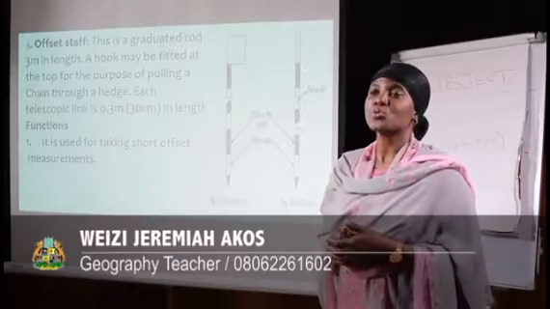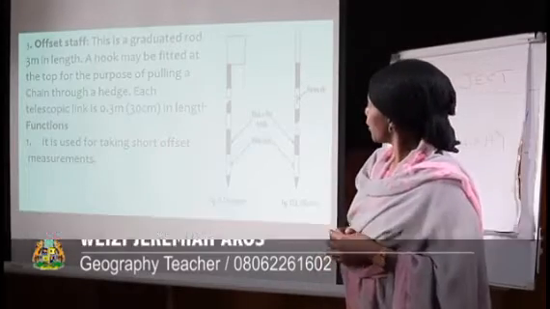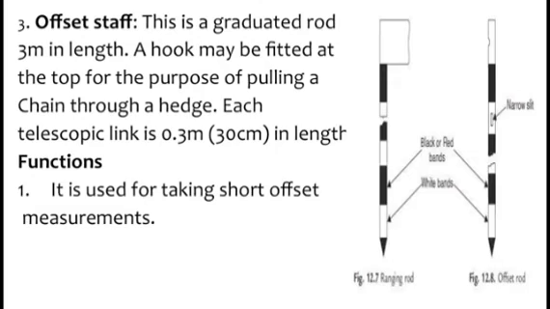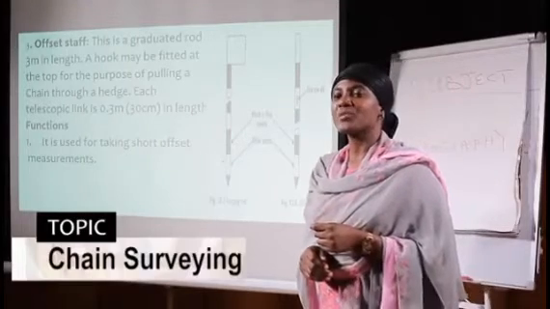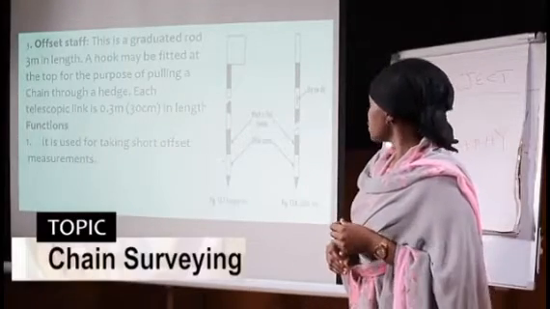At number 3, which is what we call the offset staff. If you look at the diagram we have 2 staffs here. We call one the ranging rod or the ranging pole, which we had talked about earlier, and the one beside it is the offset rod. The offset rod has a narrow slit somewhere in the middle. That is the main difference between the offset rod and the ranging pole.